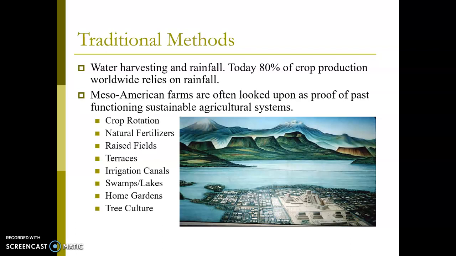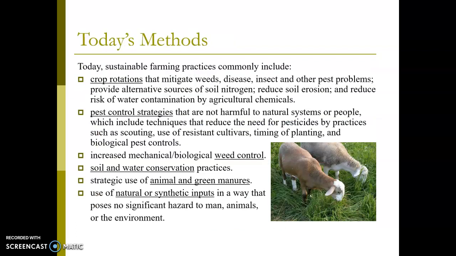In sustainable agriculture we always use a crop rotation system. Natural fertilizers such as organic fertilizers are used to improve agricultural productivity in every aspect in those farms. So the next slide is based on today's methods.